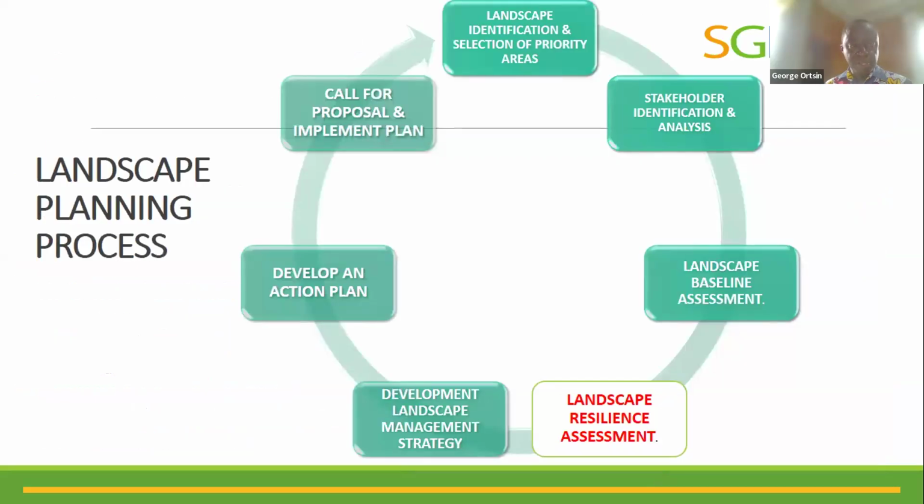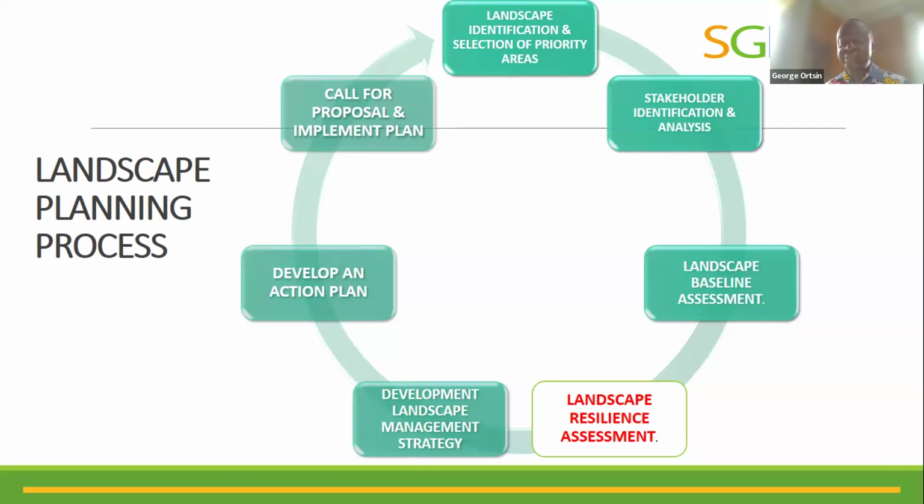So what is the planning process that we have been using? The first one is to identify your priority areas within the landscape. You can't concentrate on everything, but you have to carve a niche, an area with the severest challenges and where the people are prepared to invest. The second one is to identify your stakeholders and analyze them. What are their interests? What are their fears? And what are the threats that are facing them?